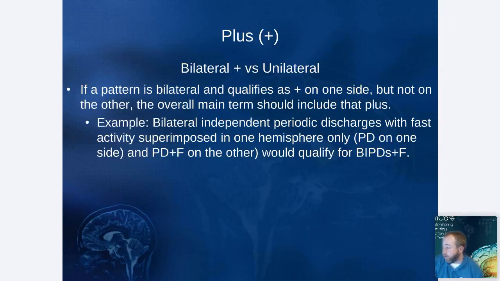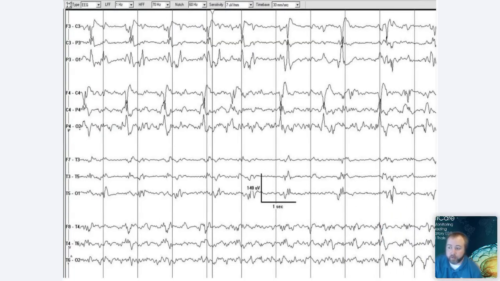All right, then you have bilateral versus unilateral. If a pattern is bilateral and qualifies as plus on one side, but not on the other, then the overall main term should include that plus. So here you have bilateral periodic discharges plus F, so BIPD plus F, at a rate of about 0.5 to 1 per second. Most prominent centroparietally on both sides. The periodic discharges have a sharp morphology and are associated with a low amplitude, sharply contoured rhythmic fast activity, especially posteriorly. More prominent on the right, where the fast activity is nearly continuous.